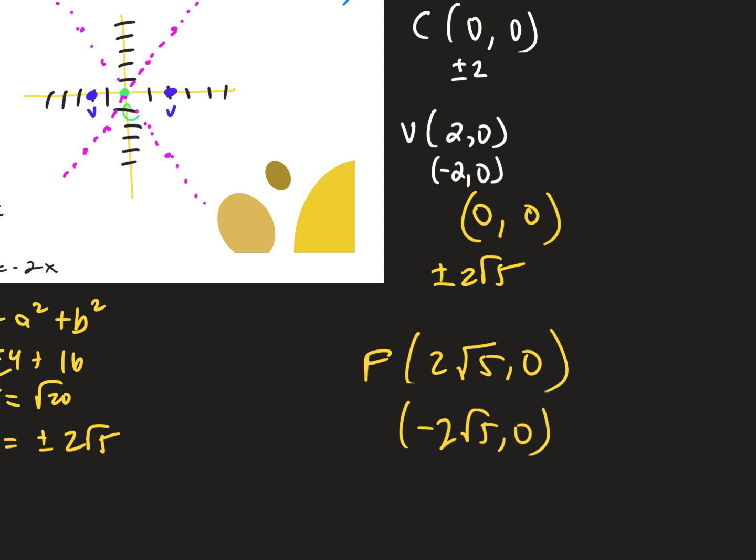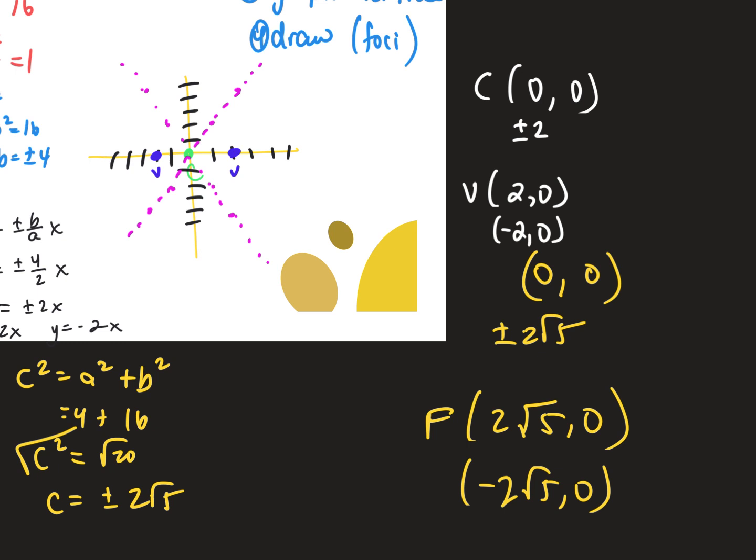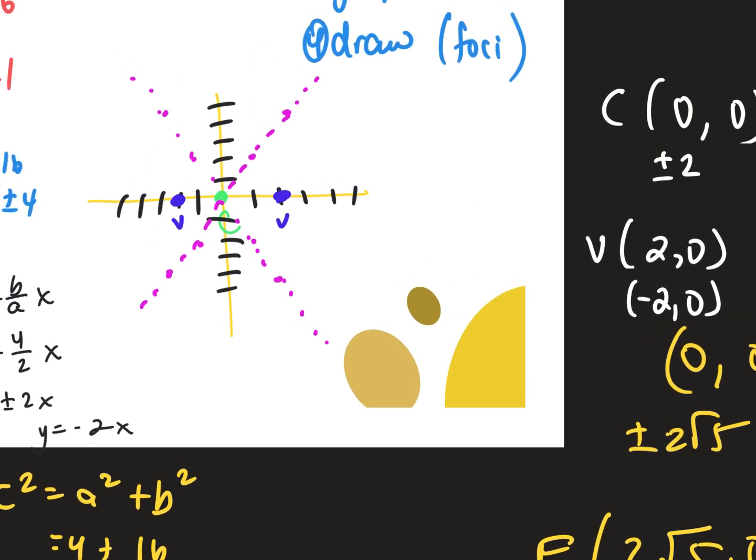Do you guys know exactly where 2 root 5 is? No, not exactly. But let's think about it. So the square root of 5 is close to the square root of 4, right? What's the square root of 4? So 2 times 2, so I don't know, like 4 and a bit-ish. Don't get hung up on exactly where that is. So we'll say 4 and a bit. So 1, 2, 3, 4, 1, 2, 3-ish. All right, there's my foci.